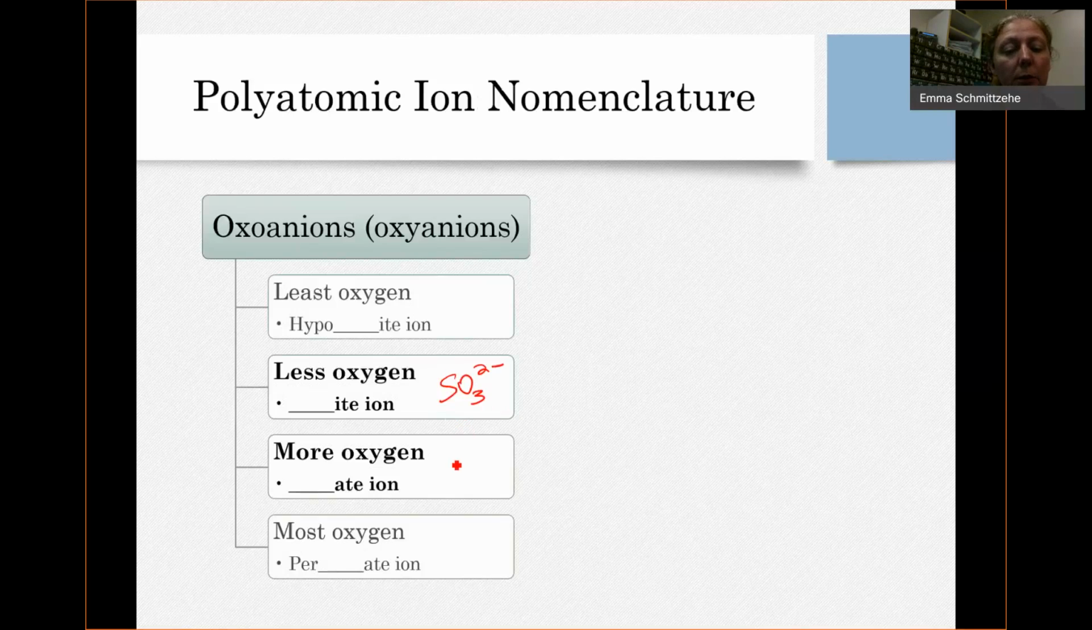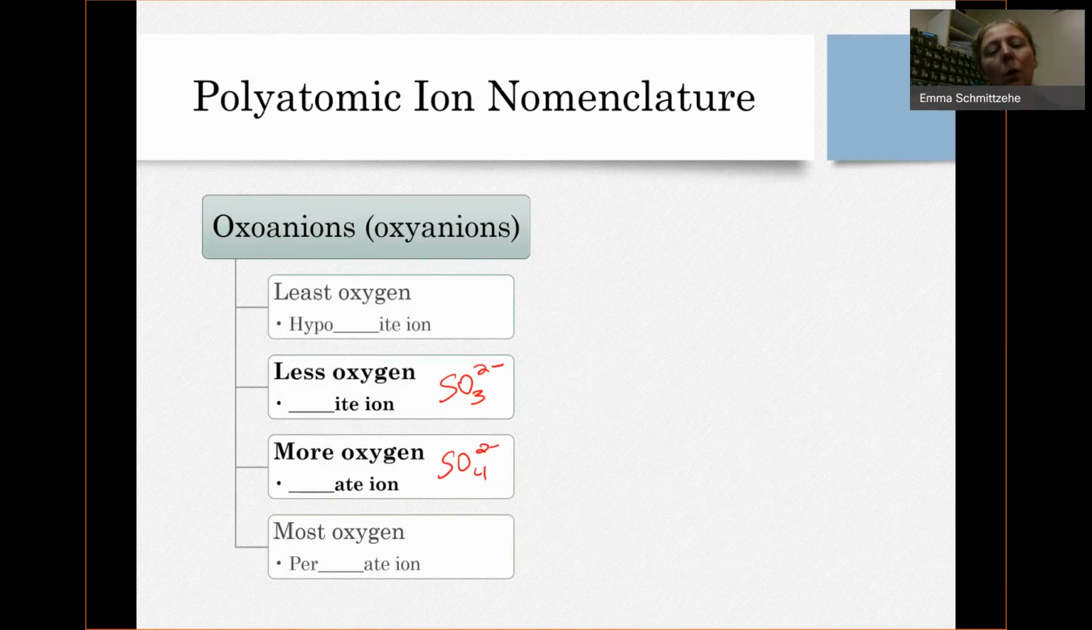Another possibility for sulfur is that it can combine with four oxygens and have that -2 charge. And so those are your two possible combinations of one sulfur atom with oxygen. So it has two possibilities, and we would say that one is less oxygen, one is more. That's what we cluster that under.